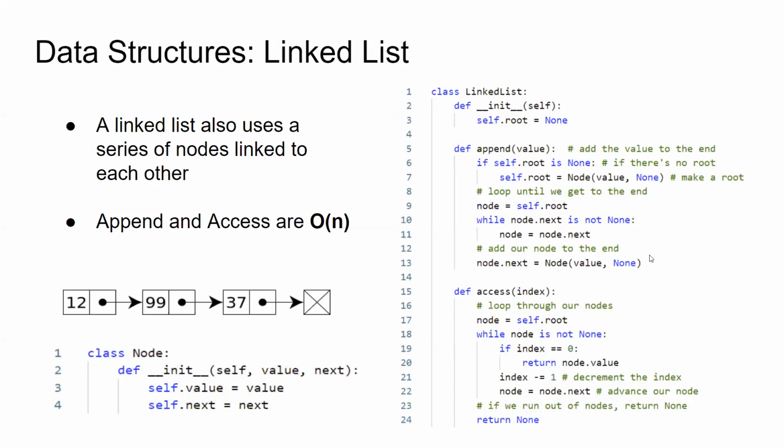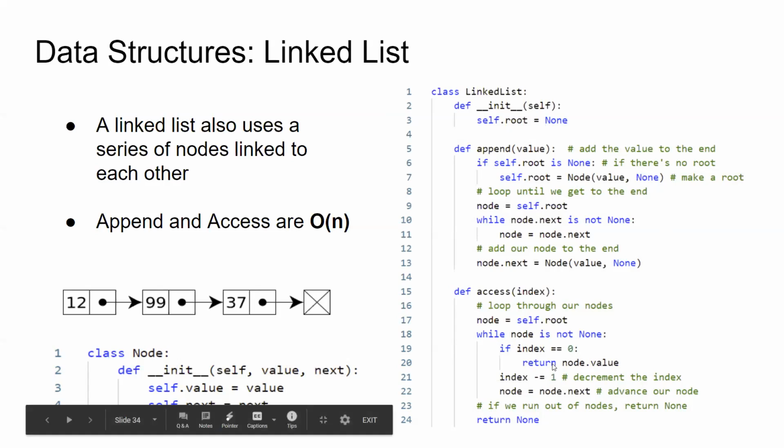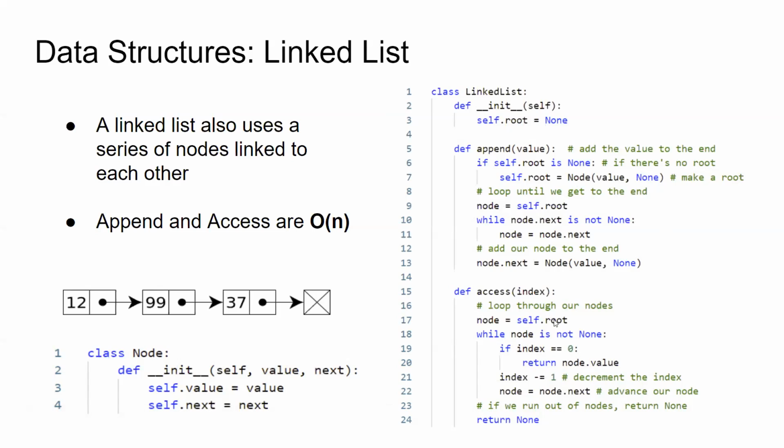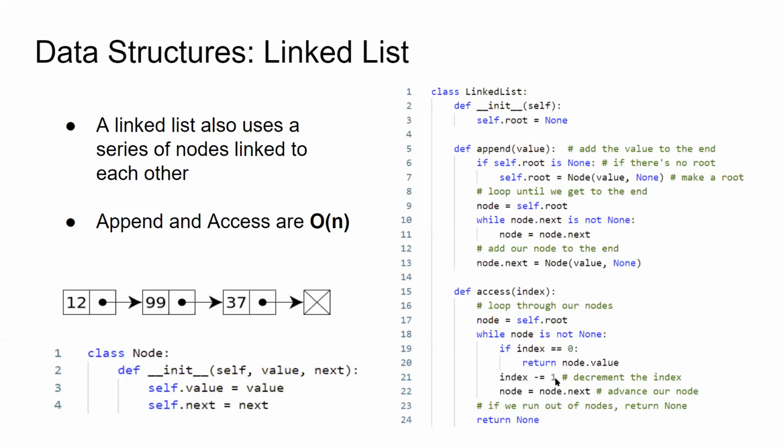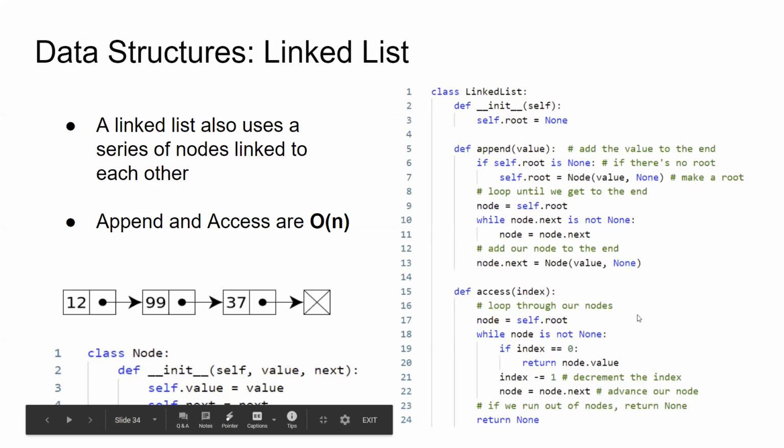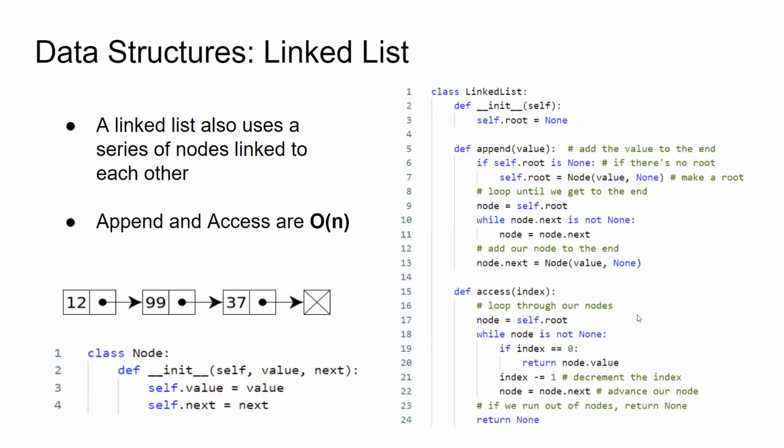And then similarly, access, we have to iterate through the nodes again. We want to access the value at a given index. So we assigned self.root to a node. We're looping while the node's not none. We're checking if the index is 0, and if it is, we return the node.value. Otherwise, we decrement the index. So every step, we decrement the index by 1, and eventually we end up with an index of 0, and we'll return the node's value. And if we run out of nodes, we'll just return none. So you can see that these are O of n operations, right? Because for n nodes, we still have to loop n times.